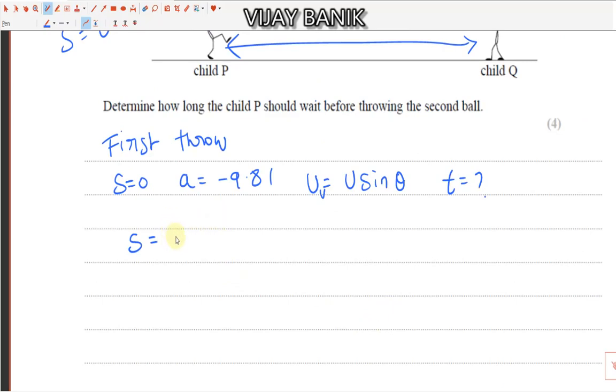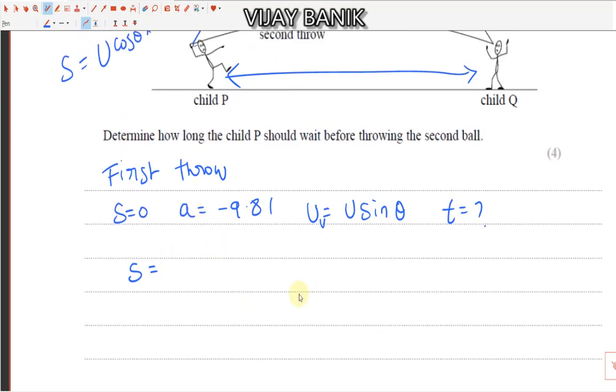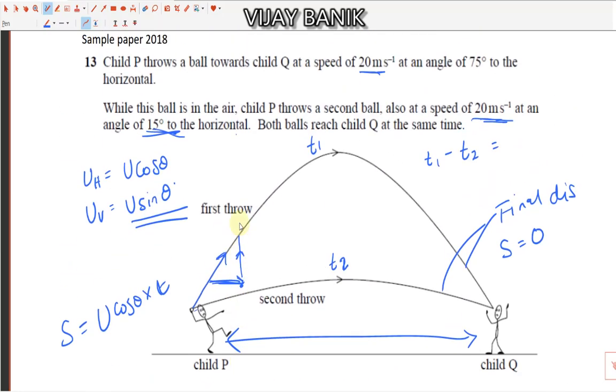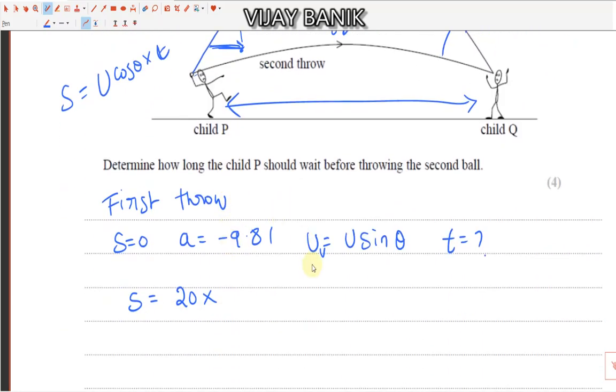S equals ut, where u is the speed it was thrown at, 20 meters per second, times sin theta, that is sin 75. So s equals ut sin 75 plus half at squared. Instead of plus, I will use minus half, because it's going up, so acceleration is negative, half g t squared. And we know s is 0, so I can just write s as 0.